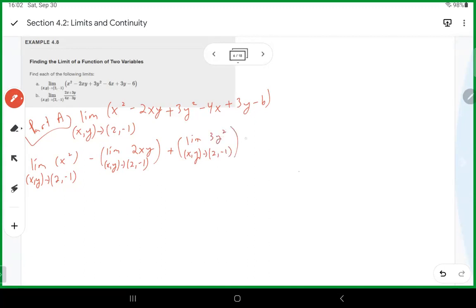3y squared minus the limit as (x, y) goes to (2, -1) of 4x, and then plus the limit as (x, y) goes to (2, -1) of 3y. You can see, at least for the last one, that's just going to be a constant. So we're going to be able to do that limit very quickly. Okay.